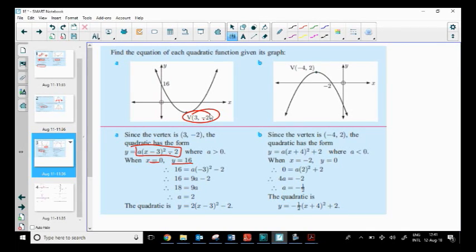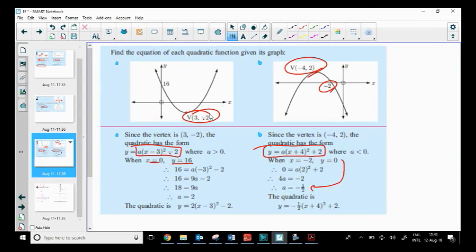This other one starts the same way. The vertex is -4, 2. So we start off with x plus 4 squared plus 2. In this case, we don't know the y-intercept, but we do know an x-intercept. So we're told that when x is -2, y has to be equal to 0. So you can do it that way to figure out what the a value is.